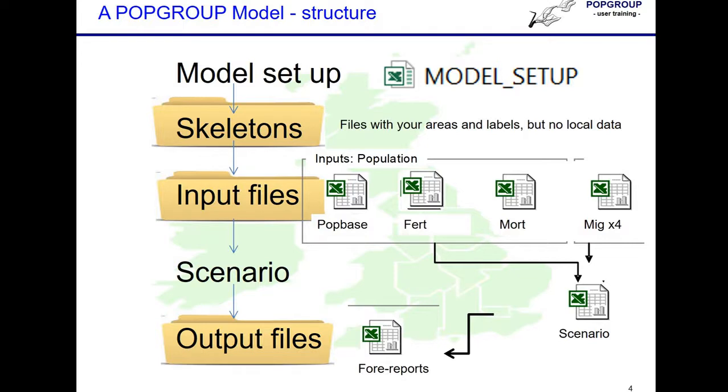When you run the scenario, POPGROUP will produce the projection, and it will save that projection in a folder called output files, which contains a whole set of files holding the results from your projection, as well as the capacity to analyze those projections and produce charts and tables showing how population and components of change, fertility, mortality, and migration change over the projection period.